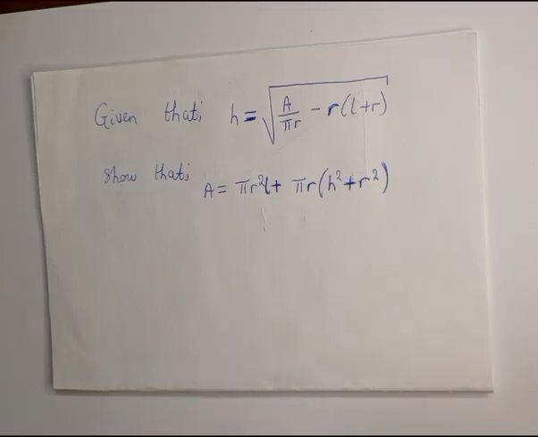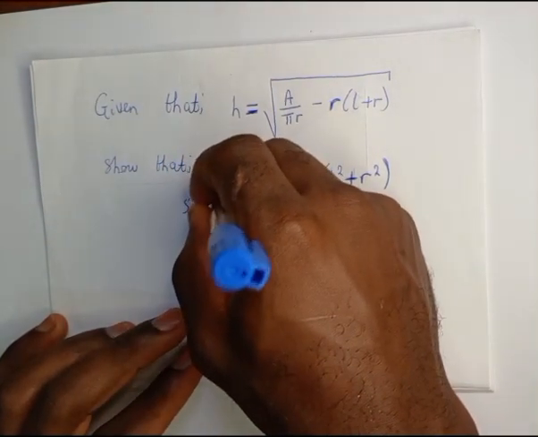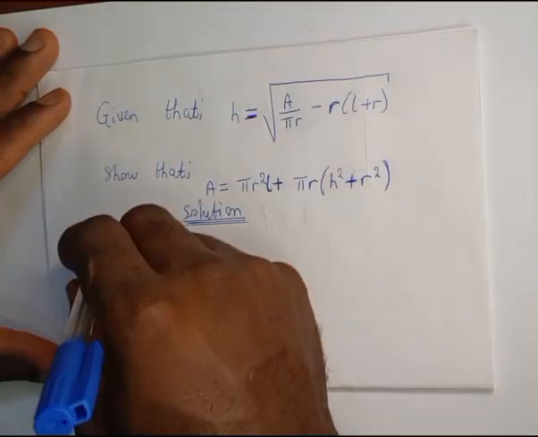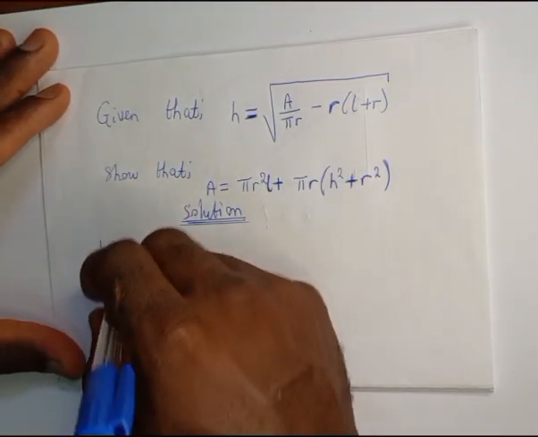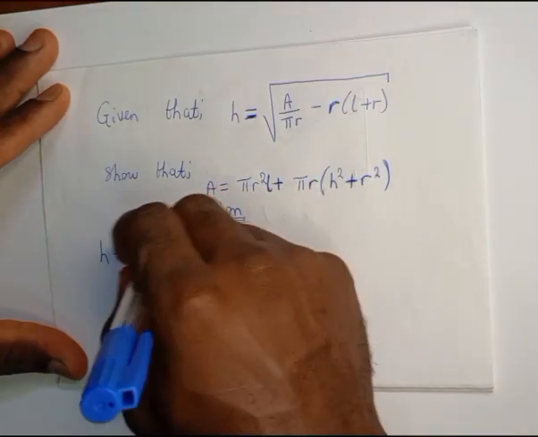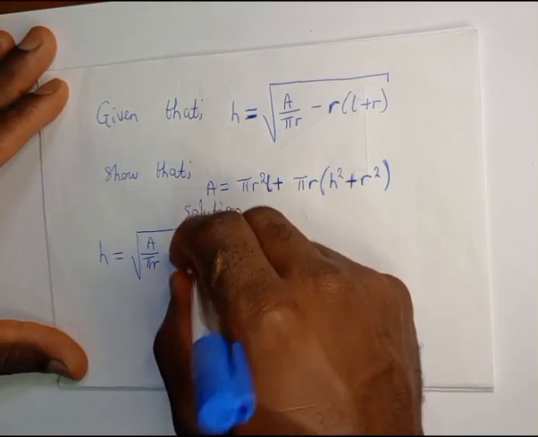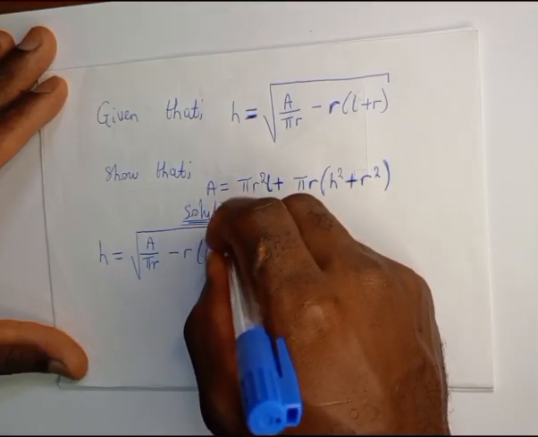By making A the subject of formula in this equation, we are going to show that A is equal to the expression we have at the right hand side. We take down the solution. H is equal to the square root of A all over pi r minus r times L plus r.